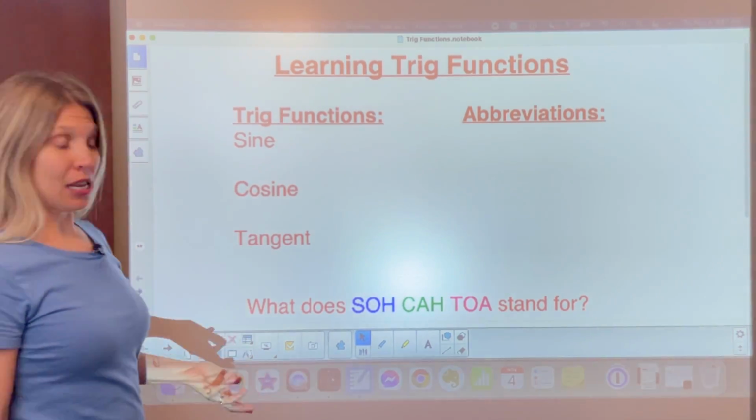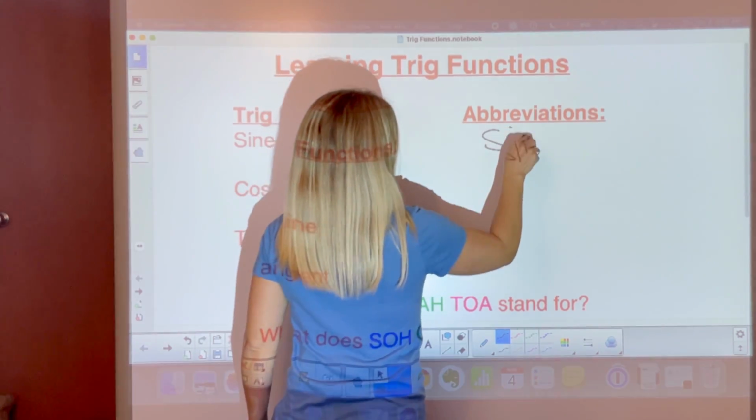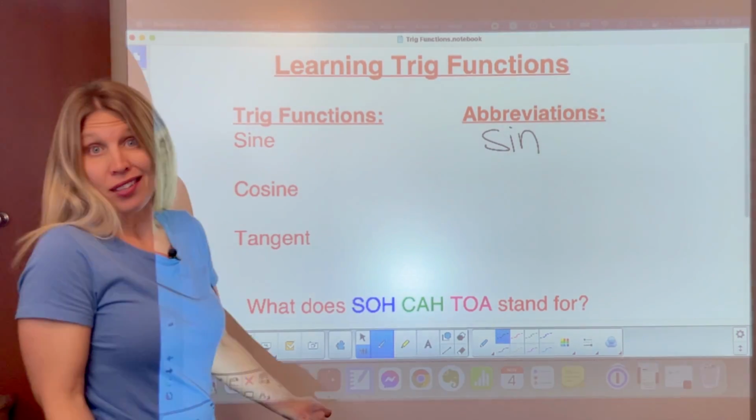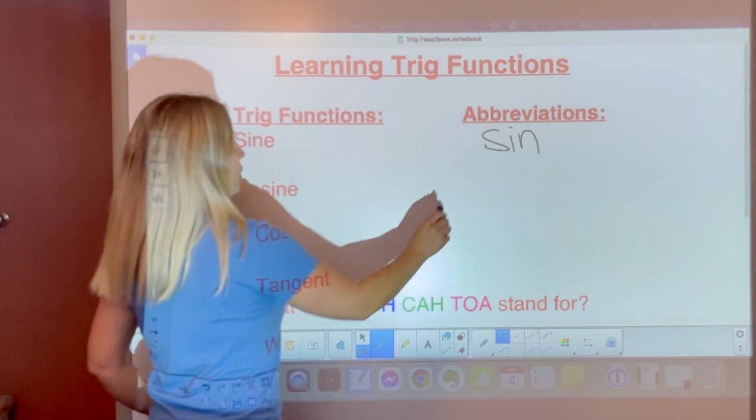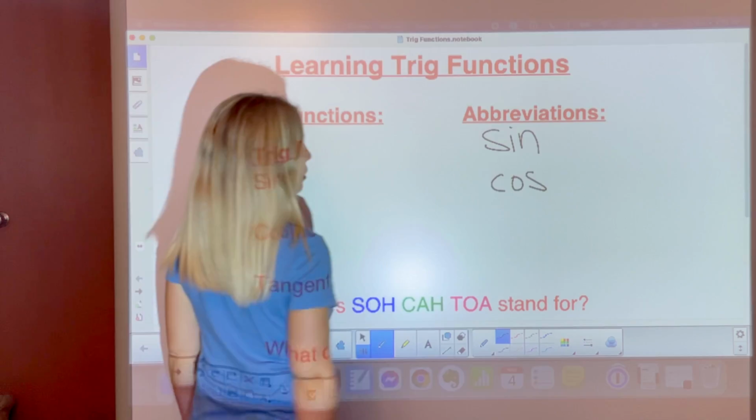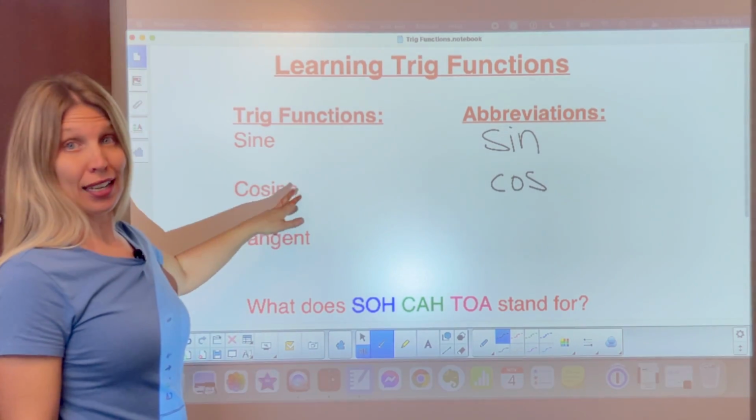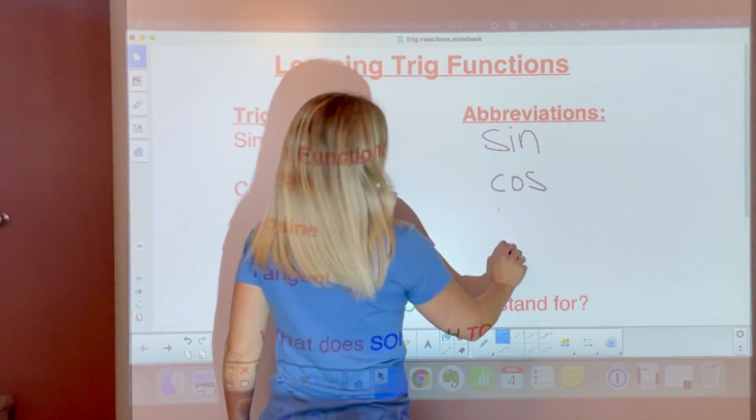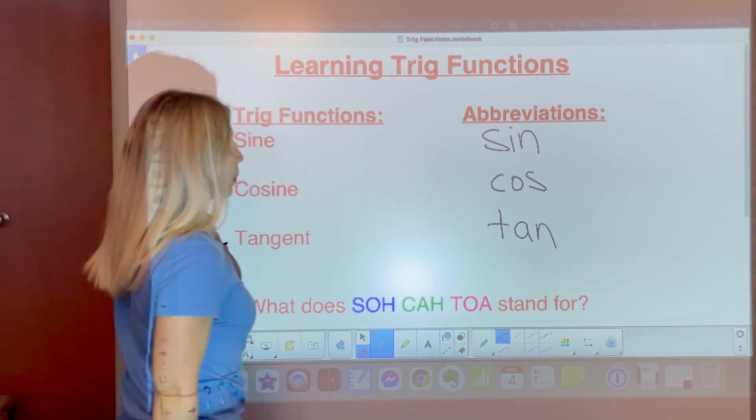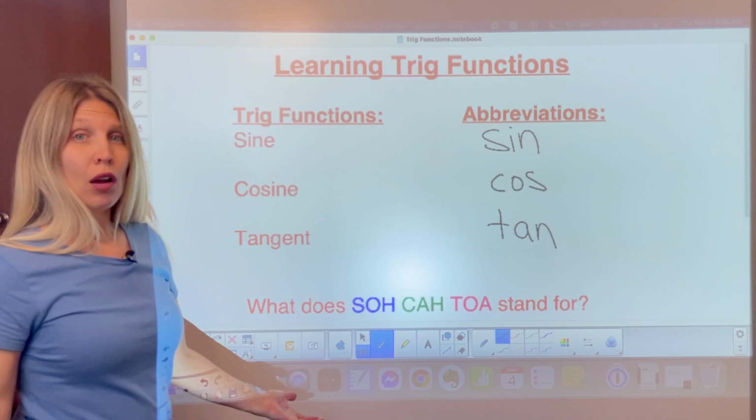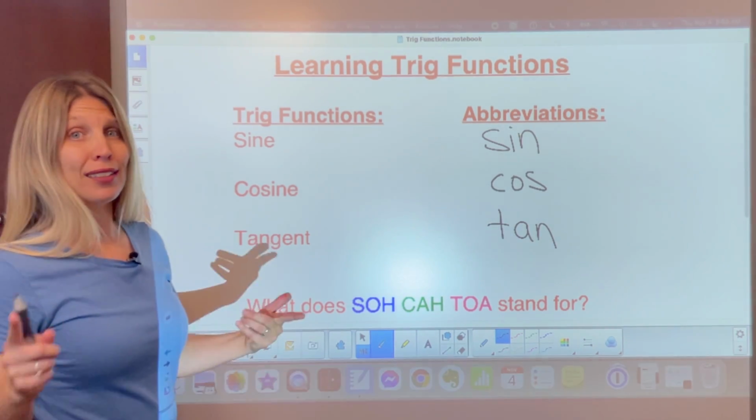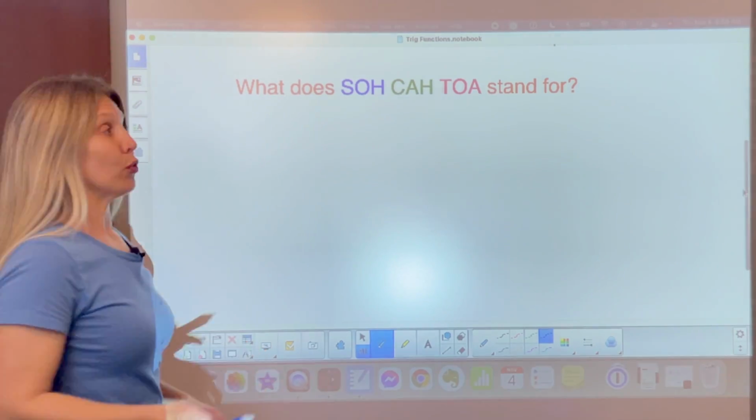Now they have abbreviations. Sine is written as sin, really, but that's pronounced sine with a long I. Cosine is just written as cos, stands for cosine, again, long I. And tangent is written as tan. And maybe you've heard this abbreviation, SOHCAHTOA, before. What in the world does that mean? Let me show you. So let's see what this stands for.